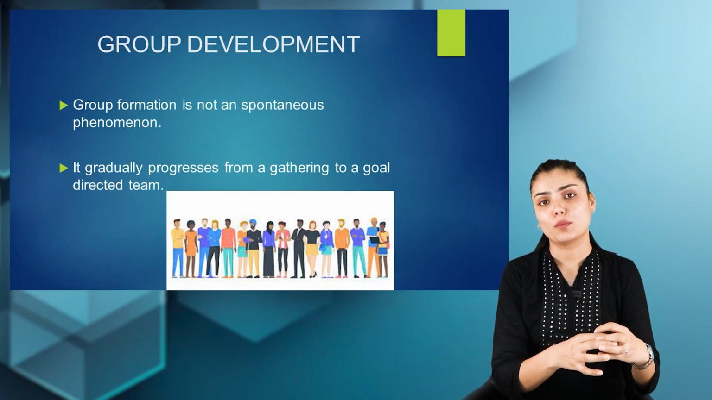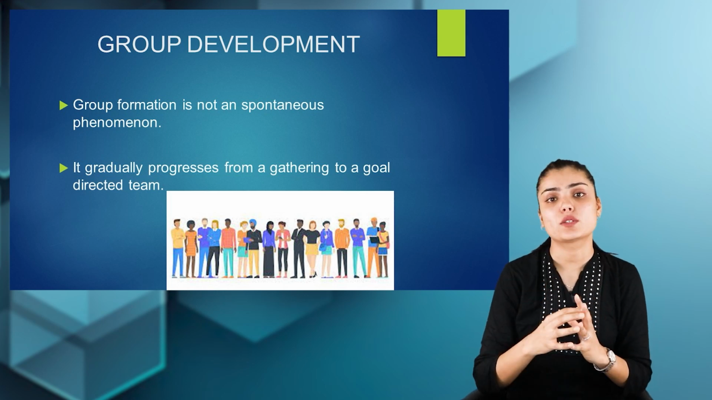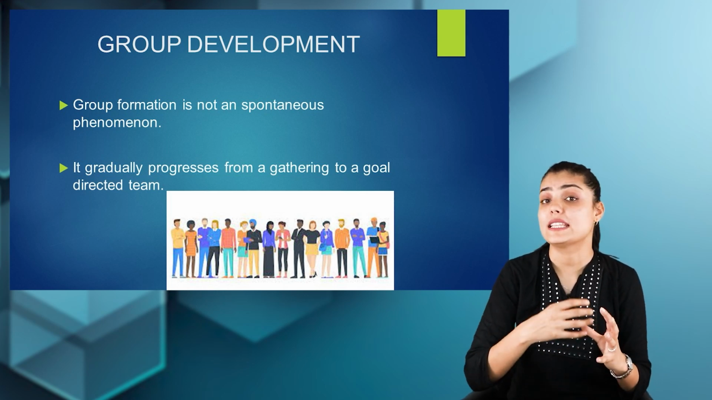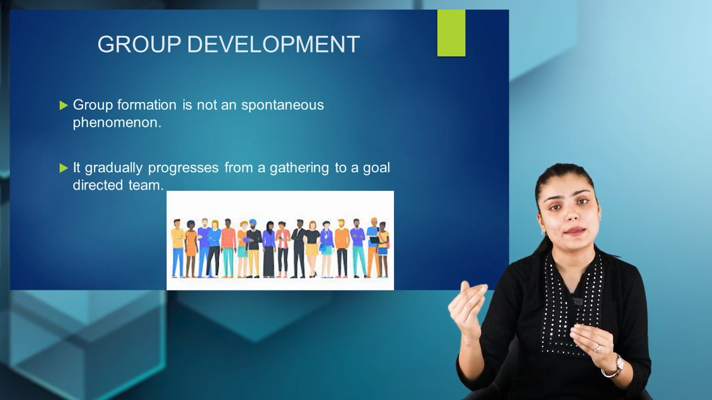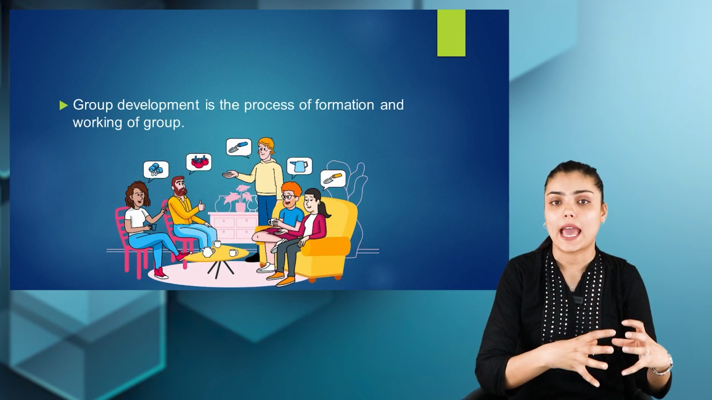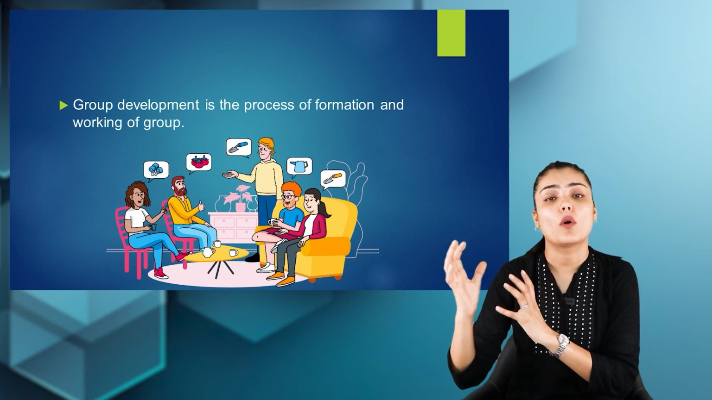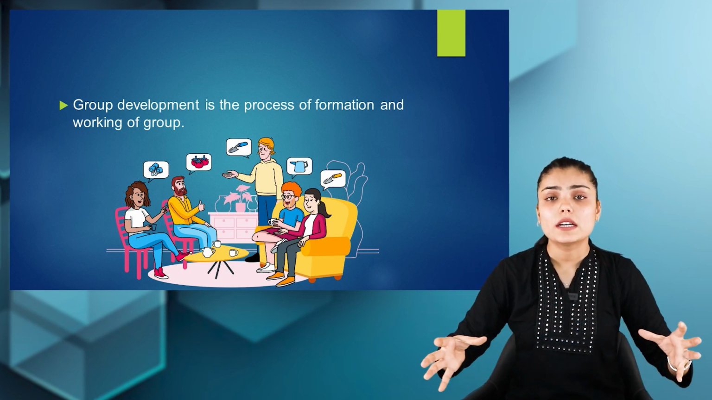Let us see how a group develops. What is the process of group development? Forming a group is not a spontaneous process. That means it doesn't happen instantly. Formation of a group takes time. It slowly progresses from a gathering to a team that is goal oriented. So initially it will just be a group of people. This group will start becoming a team which is goal oriented or task focused. It is not like people coming together and forming a group. It takes time. From just a collection of a large number of people, slowly a group is developed.